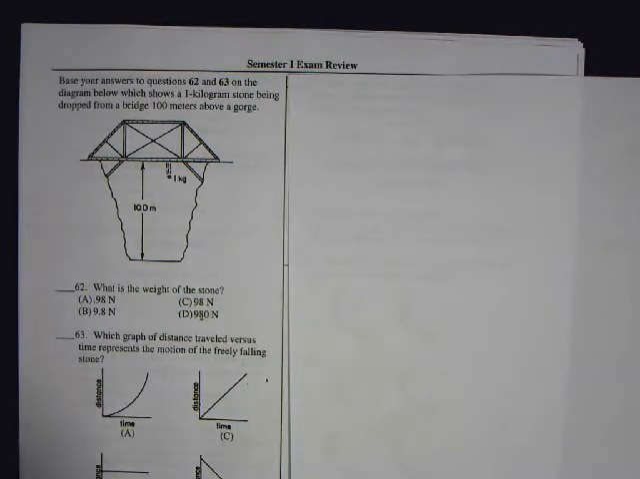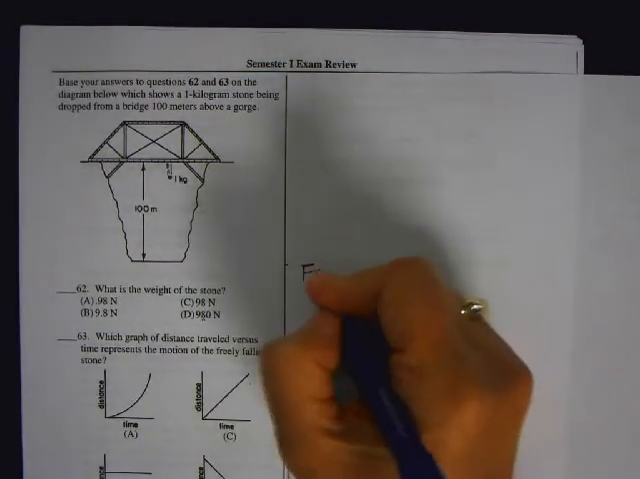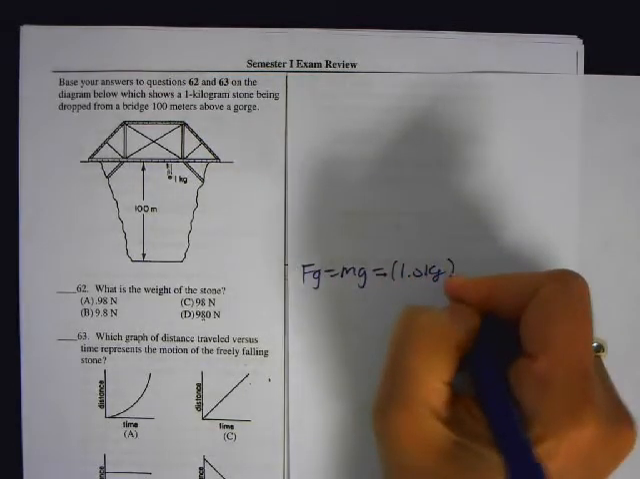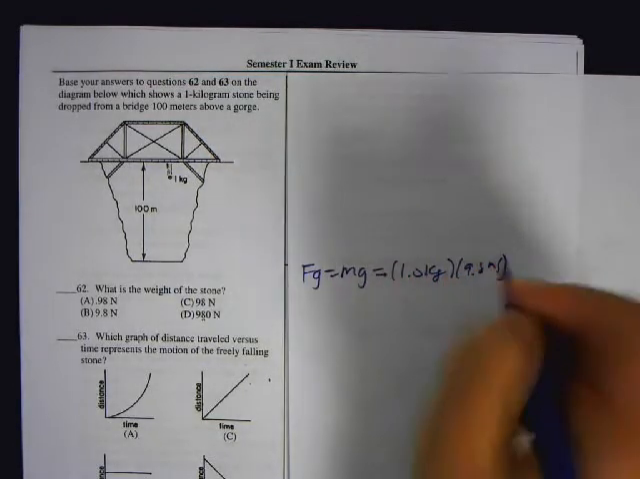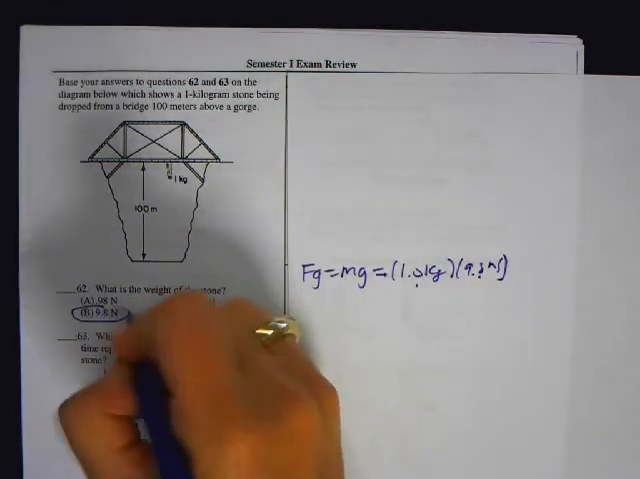Base your answers to questions 62 and 63 on the diagram below, which shows a 1 kilogram stone being dropped from a bridge 100 meters above the gorge. What is the weight? I don't even have to know the picture. I know that weight, F of G, is equal to mg, so it's 1 kilogram times 9.8 meters per second squared, so 9.8 times 1 is just 9.8. I could do that in my head.